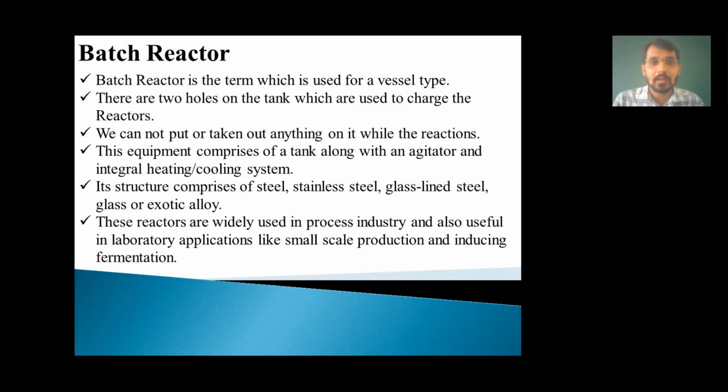Here you can control the purity of the product, and you can control the rate of the reaction at a specific time. And you can also go for a semi-batch reactor. Now we will see about semi-batch reactor.